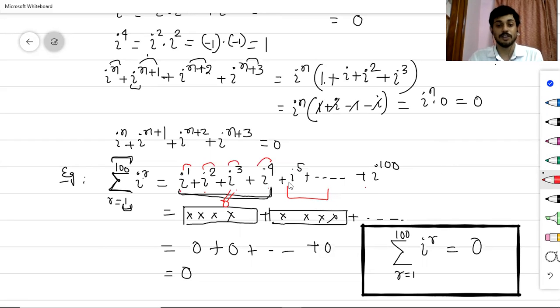And from 100 consecutive terms, if you take 4 consecutive terms together at a time, you will get 25 boxes, which will contain iota to the power n, iota to the power n plus 1, iota to the power n plus 2, and iota to the power n plus 3. So every box will give you value 0. So 25 boxes, 25 zeros you will get. So the final answer will be 0. So this is the concept about iota we have learned.